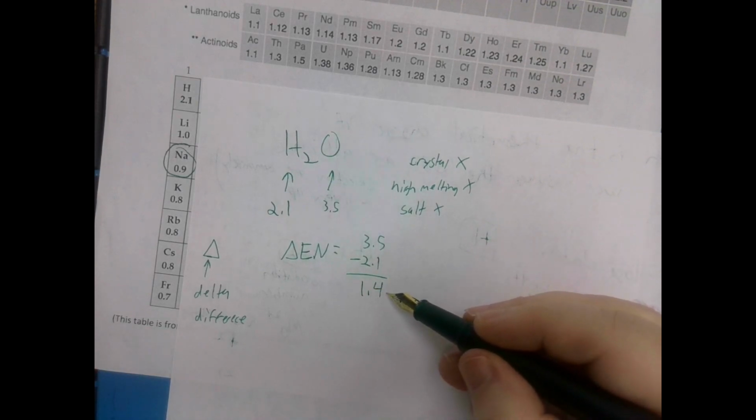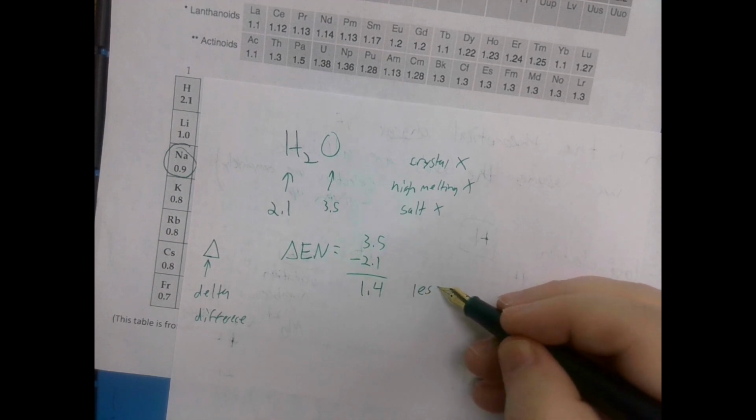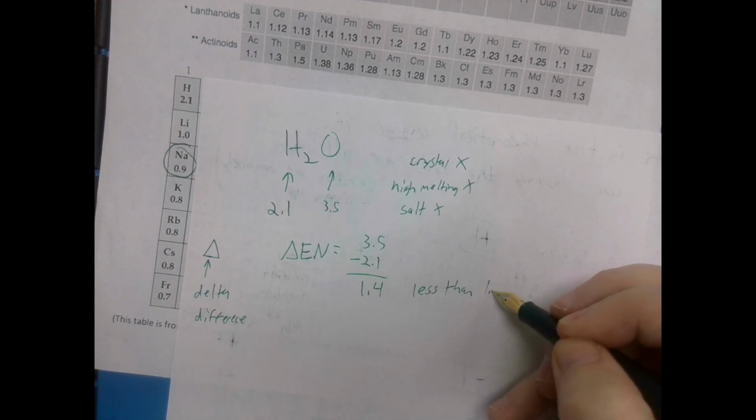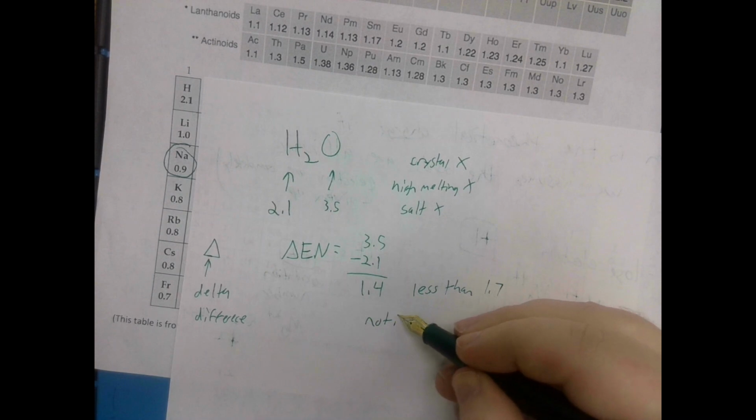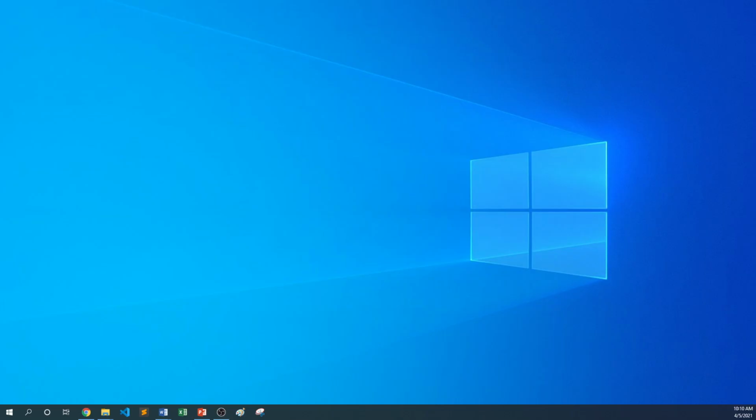Is this number greater than or less than 1.7? Less than 1.7. So not ionic. Are there any exceptions? Like that's under 1.7, but it's still... No. I mean, for the purpose of this class, no. Again, it's more of a scale. But later on we'll see.